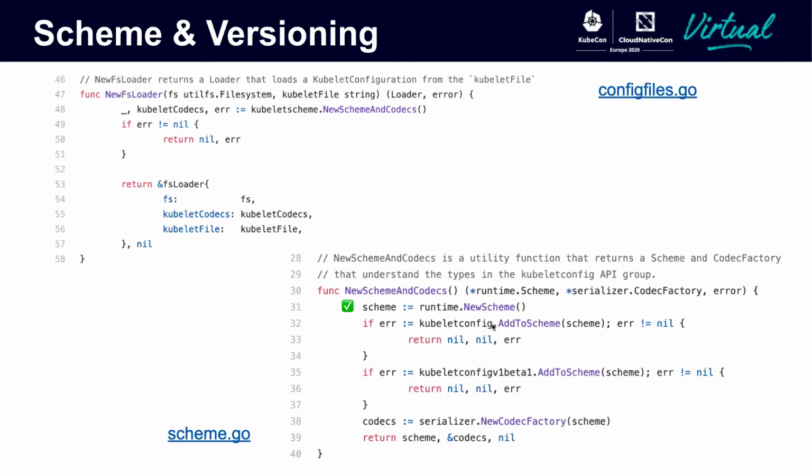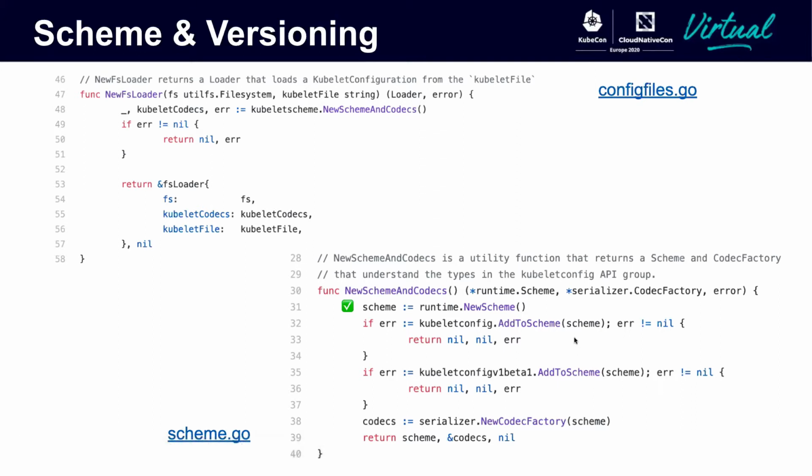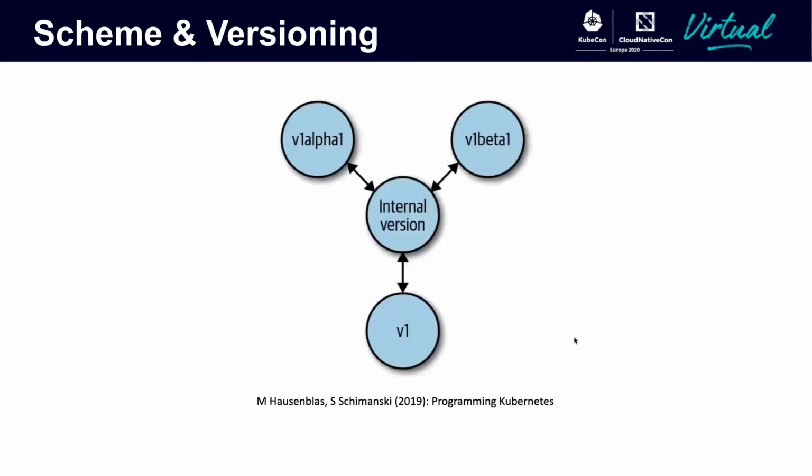Now, this is what is called the internal API. And this was very confusing to me at the beginning, internal and external versions. What does it mean? Why do we need this? Basically, the internal version is like a hub type, and it's used to convert between any different versions. You can obviously convert between an external version and the internal version, but you can also convert between two external versions by going through this hub type called the internal version.